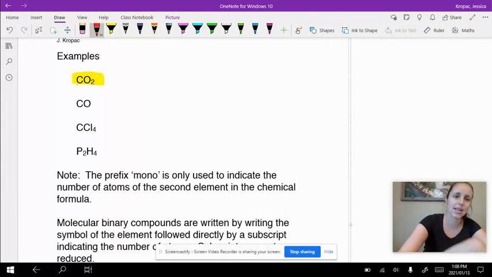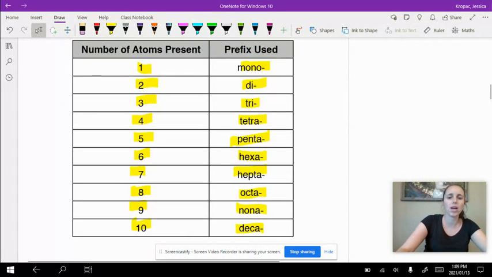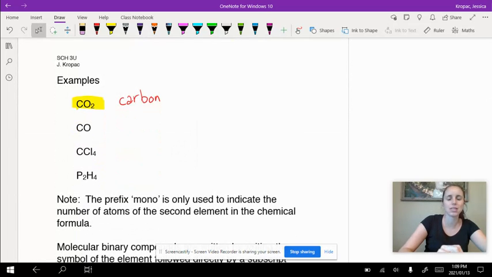C stands for carbon. If you didn't know that, use your periodic table. You don't have to have it memorized. So carbon, and then you're going to tell me how many carbons I have. Well, I only count one carbon because I don't see any numbers there. So the prefix for one is mono. So it should be monocarbon, right?